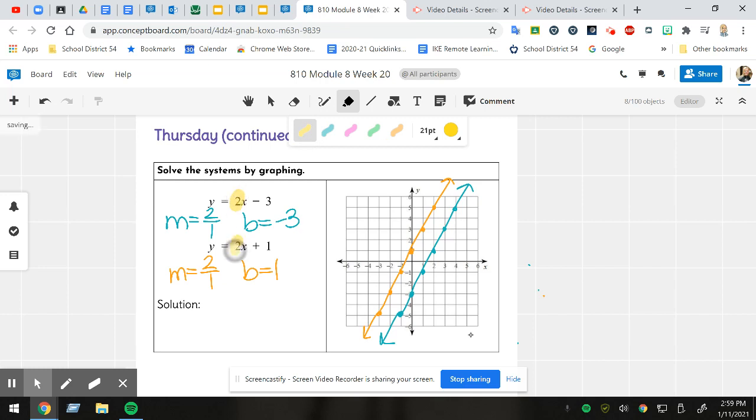And remember, parallel lines have the same slope. So this is no solution. They will never intersect. All right, you can move on to your independent.